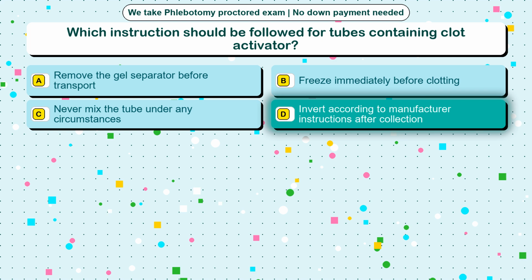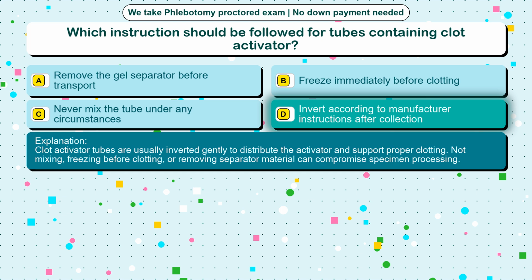The correct answer is option D. Invert according to manufacturer instructions after collection. Clot activator tubes are usually inverted gently to distribute the activator and support proper clotting. Not mixing, freezing before clotting, or removing separator material can compromise specimen processing.